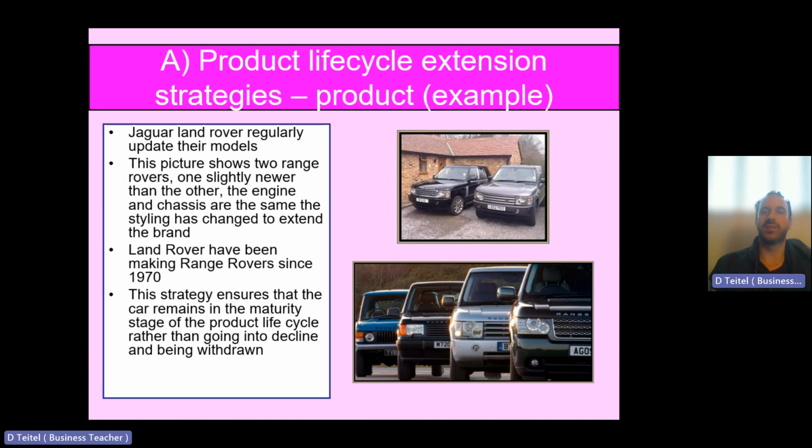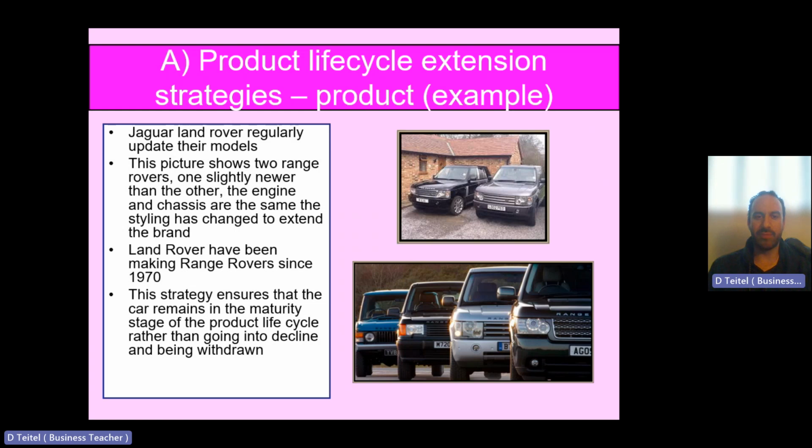So, product lifecycle extension strategies. Here is one. Jaguar Land Rover regularly update their models. This picture shows two Range Rovers, one slightly newer than the other. The engine and base are the same. The styling has changed to extend the brand. Land Rover began making Range Rovers in 1970.